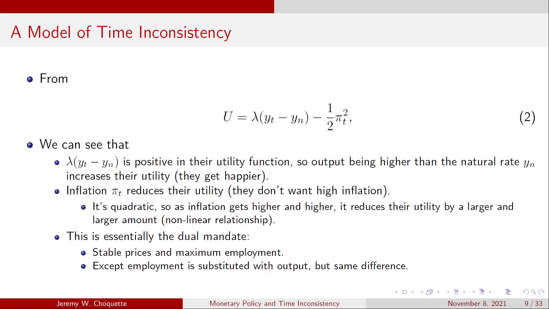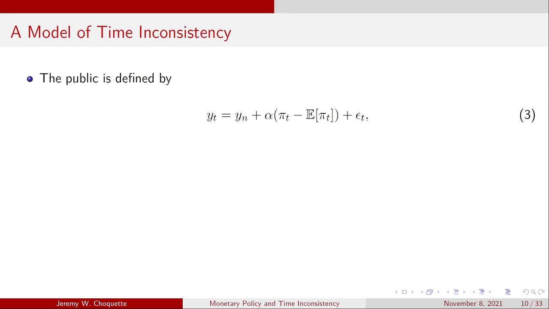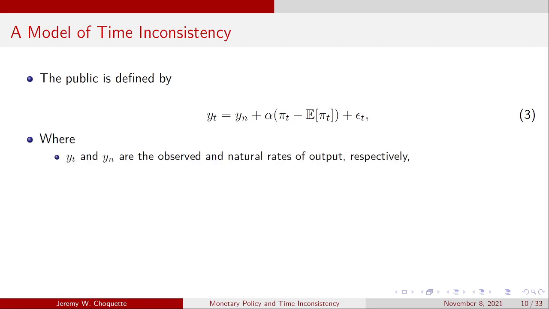But that's just one player in the game, right? We've got 2 players total in the game. So the other player is going to be the public. And the public's equation is given by this right here. Y_t equals Y_n plus alpha times (pi_t, which is inflation, minus expected inflation, E of pi_t), plus this epsilon_t. So what are these little variables and parameters here?